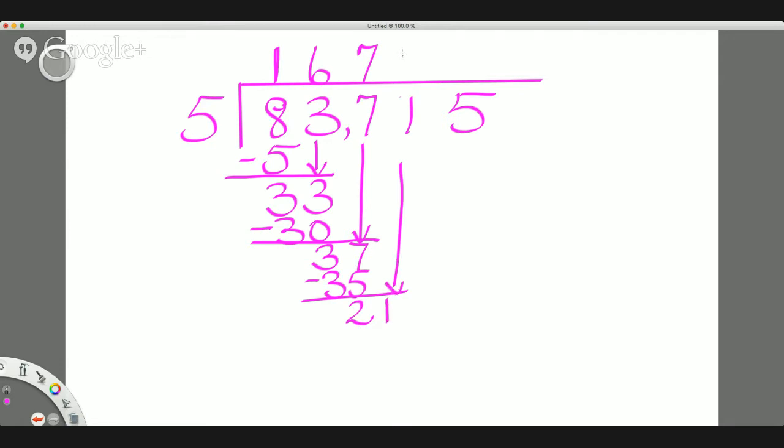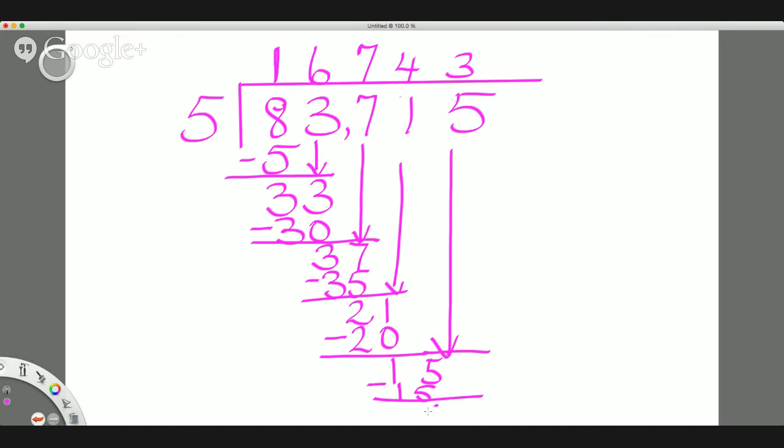21 divided by 5, well, that's 4. 4 times 5, that's 20. Subtract, you get 1, and finally, bring down the 5. 15 divided by 5 gives us 3, and 3 times 5 is 15. Subtract, and we get 0. So our answer is 16,743.